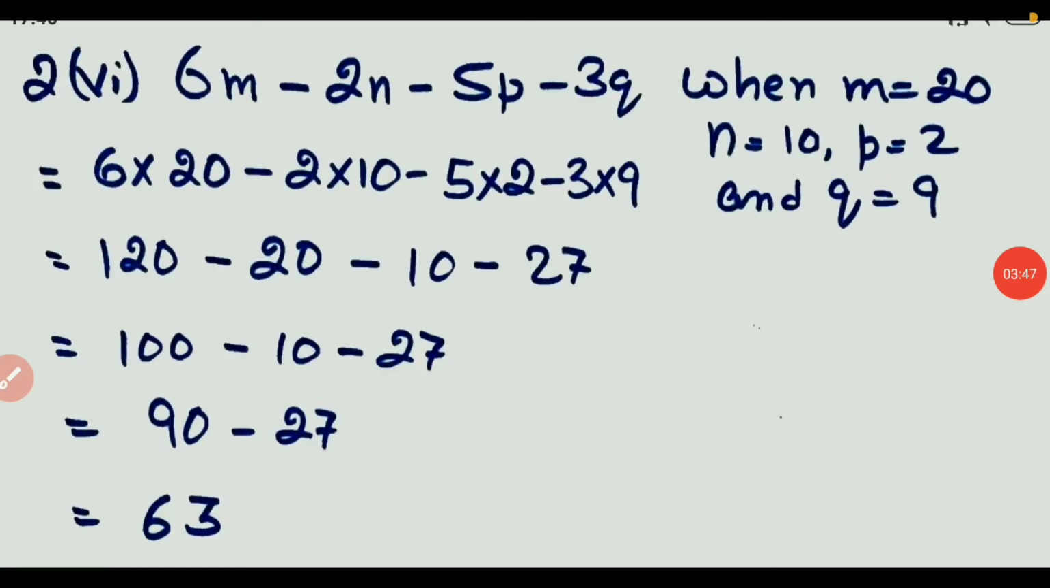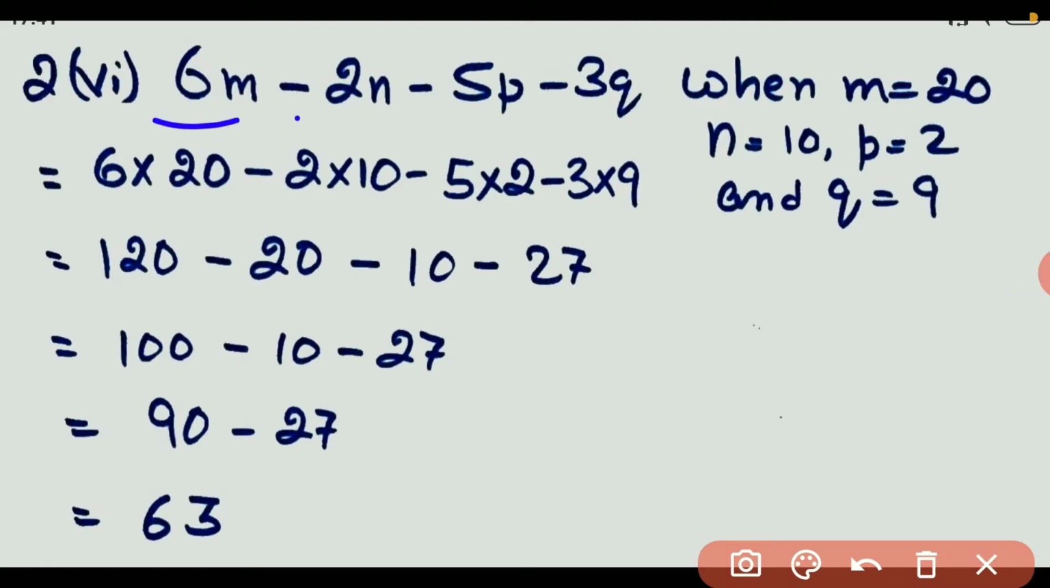number 2.6. The question given to us is 6m minus 2n minus 5p minus 3q, where the values of m is 20, n is 10, p is 2 and q is 9. Now 6m means 6 into 20, minus 2n means 2 into 10, minus 5p means 5 into 2, minus 3q means 3 into 9, because the value of q is 9.